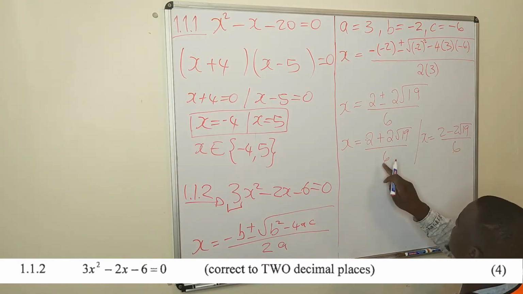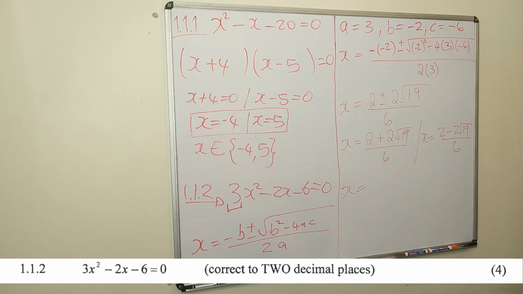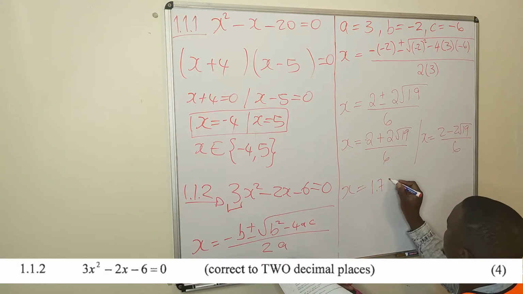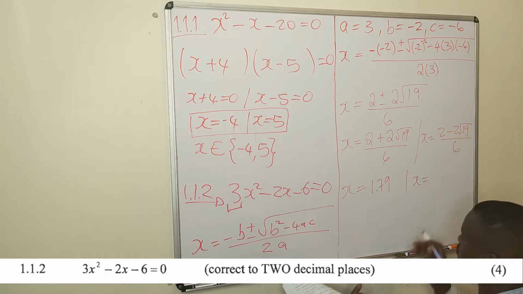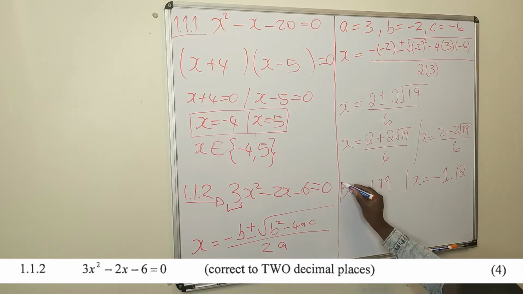And then you punch this separately. If x is equal to, you can key that in on your calculator as it is. So negative 2 plus 2 root 19 over 6, and the answer is 1.12. Or x is equal to negative 2 minus 2 root 19 over 6, which is minus 1.79. So these are your solutions for that equation.